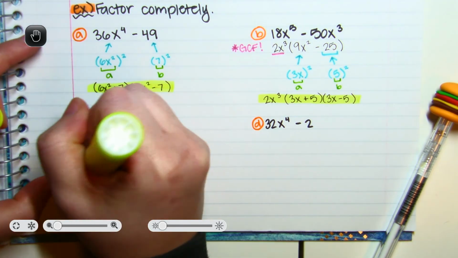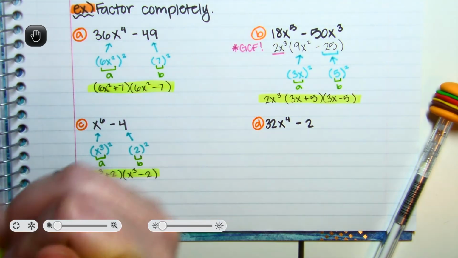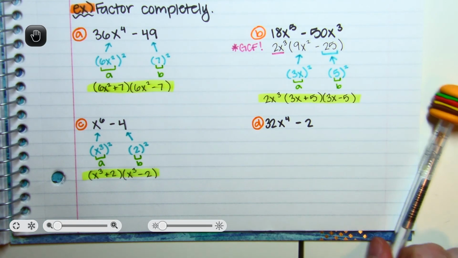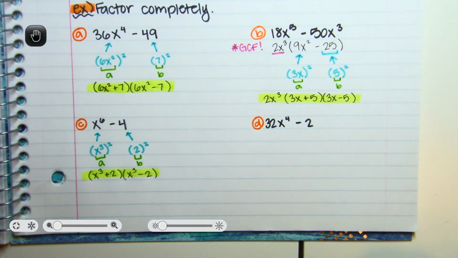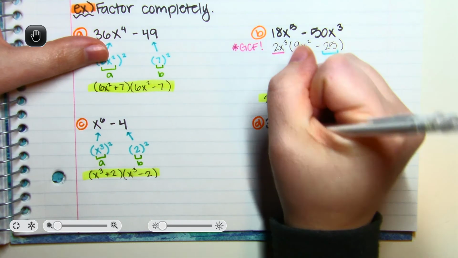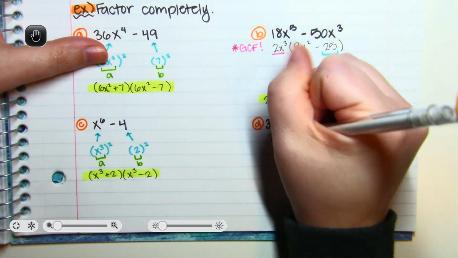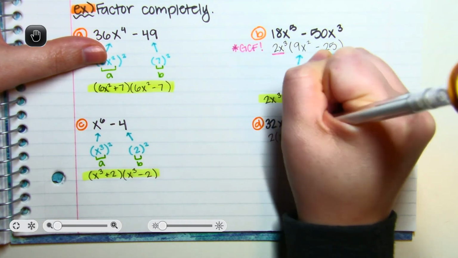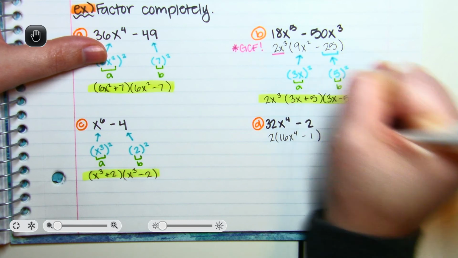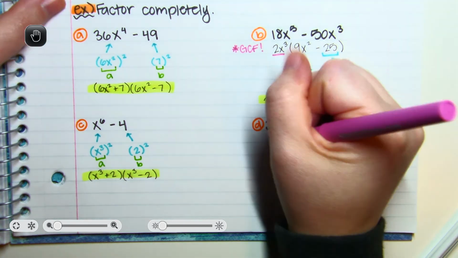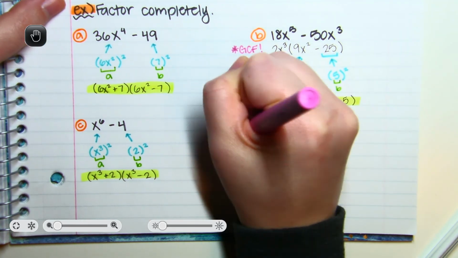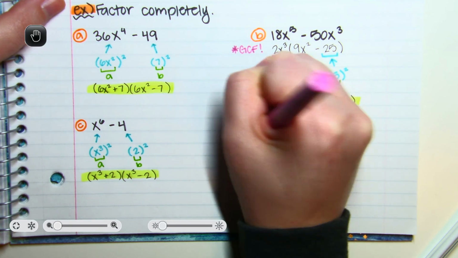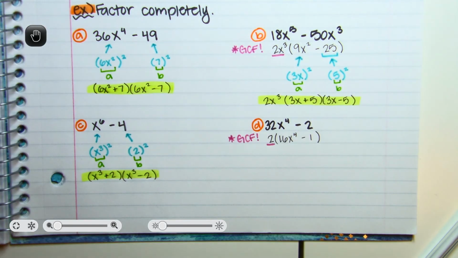All right, now for part D, last example on difference of squares. Is there a GCF? Good, you should have said yes. 2 is our GCF. And then we'll be left with 16x to the 4th minus 1. So this was our GCF.